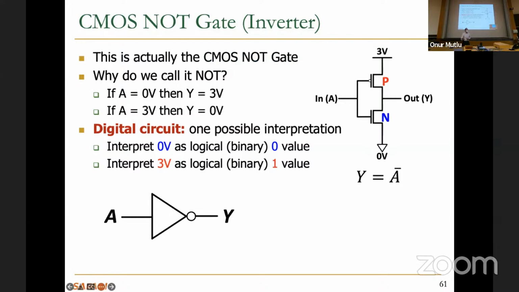Now, this gives me an abstraction level. I don't need to think about these transistors. Somebody implements those transistors. Great. Hopefully, they make it work. I just care about the logical functionality. Y equals A bar.